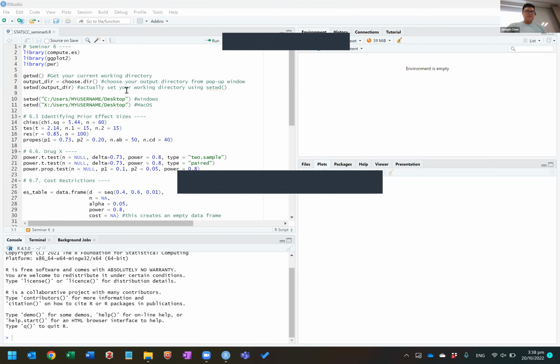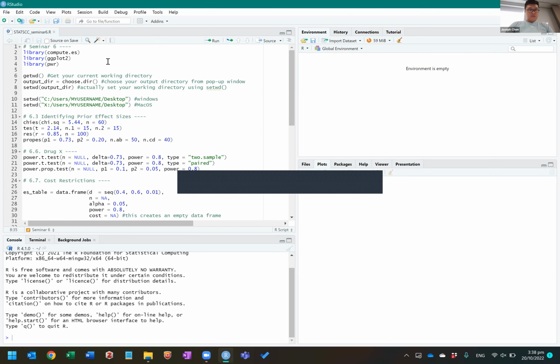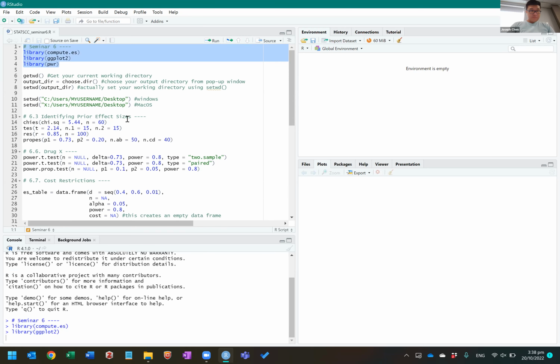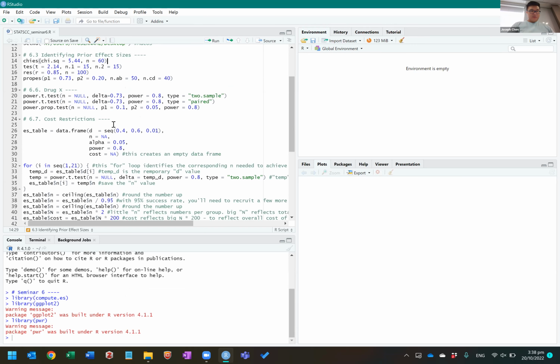Okay, so first of all, let's run this. This is going back to 6.3. We're not going to do that. We're just going to look at 6.6. So just look at the notes when it refers to it. Identify what sample sizes you need with different study designs.